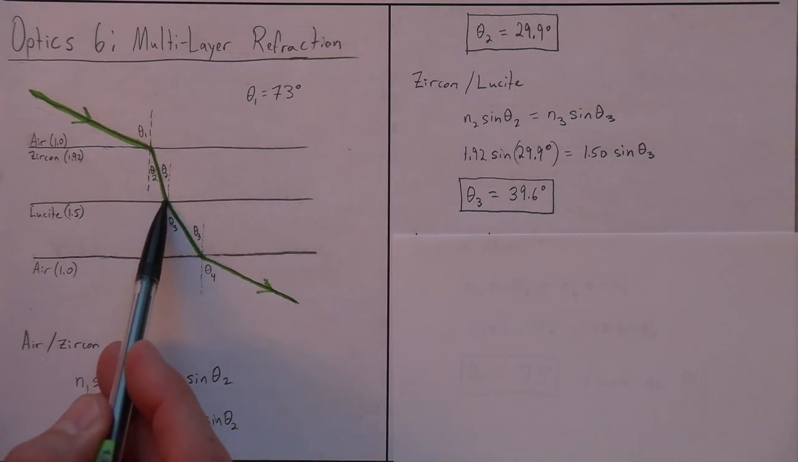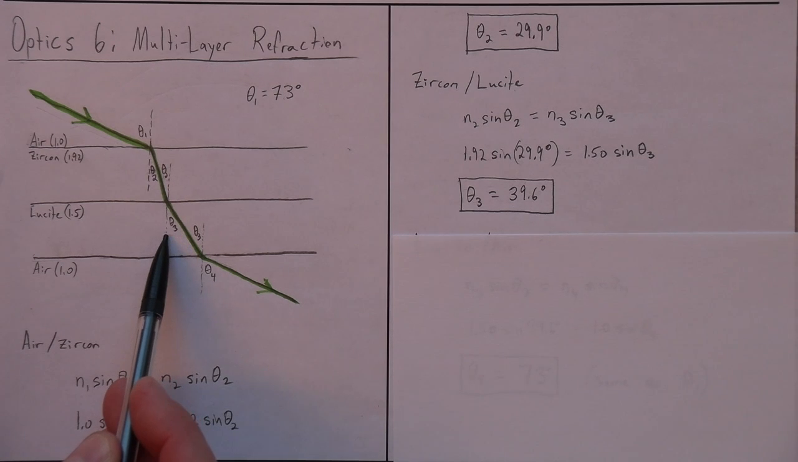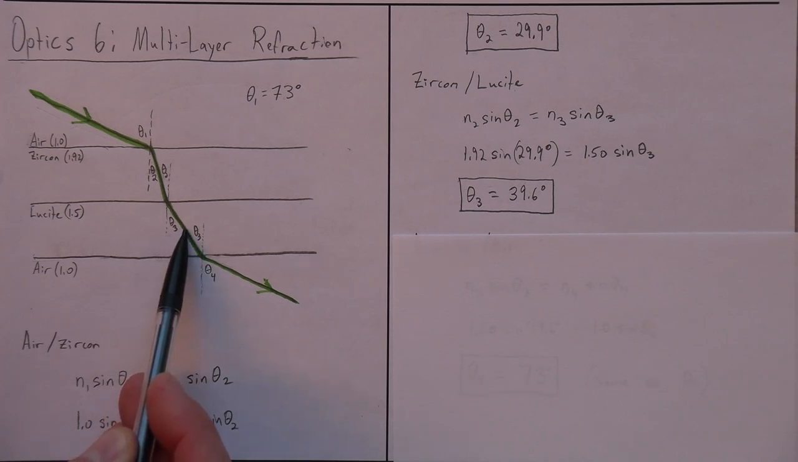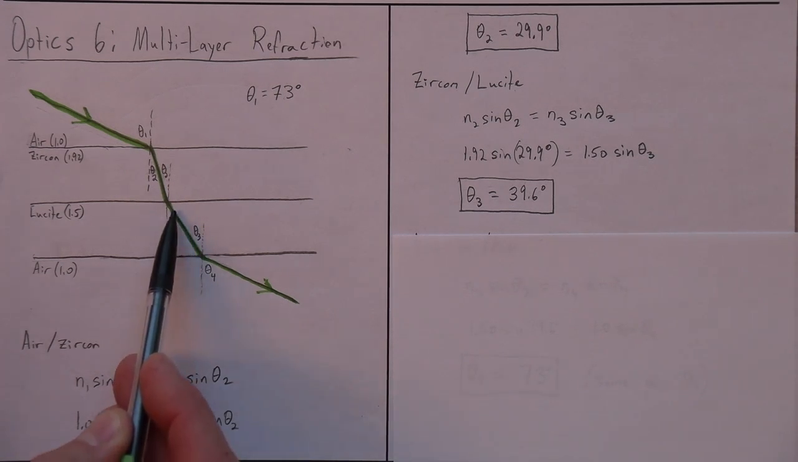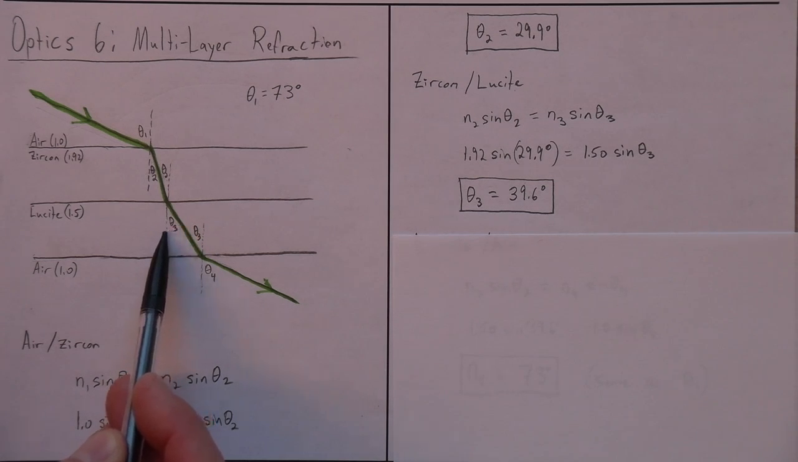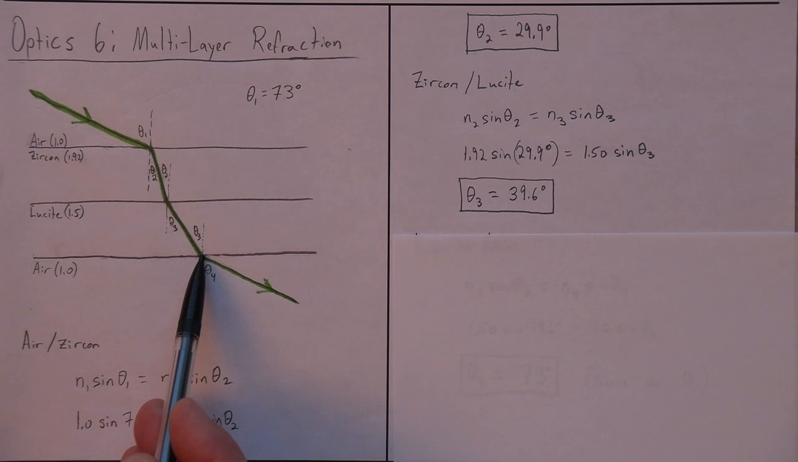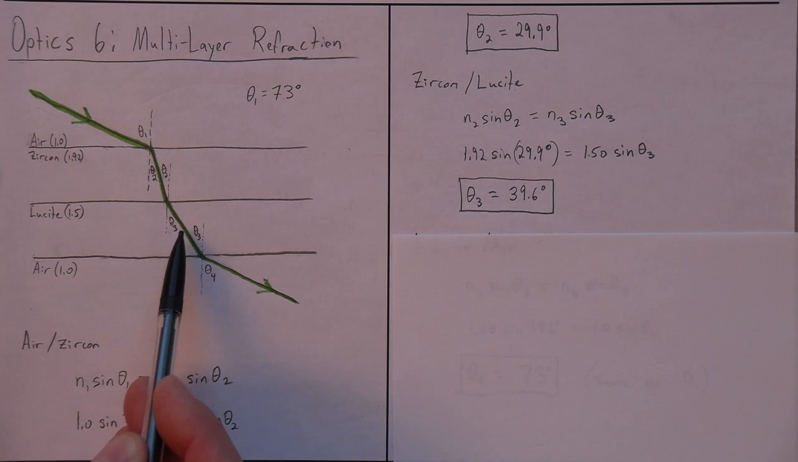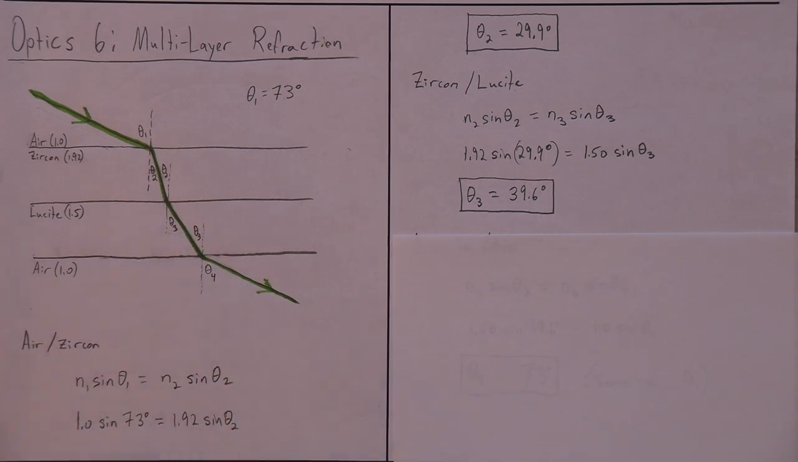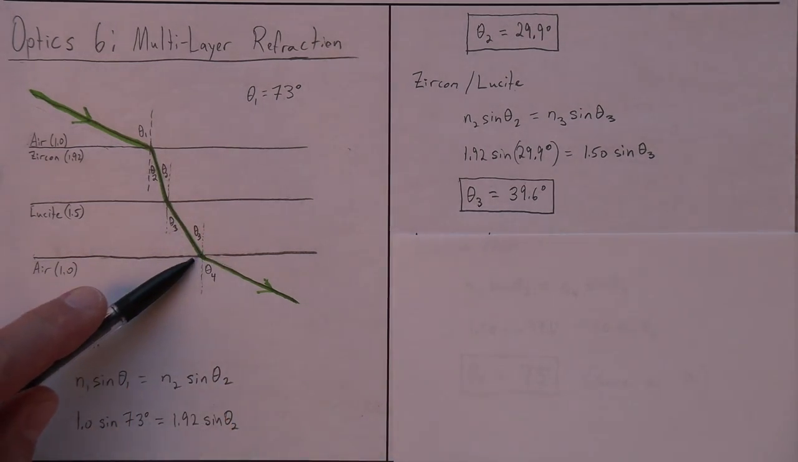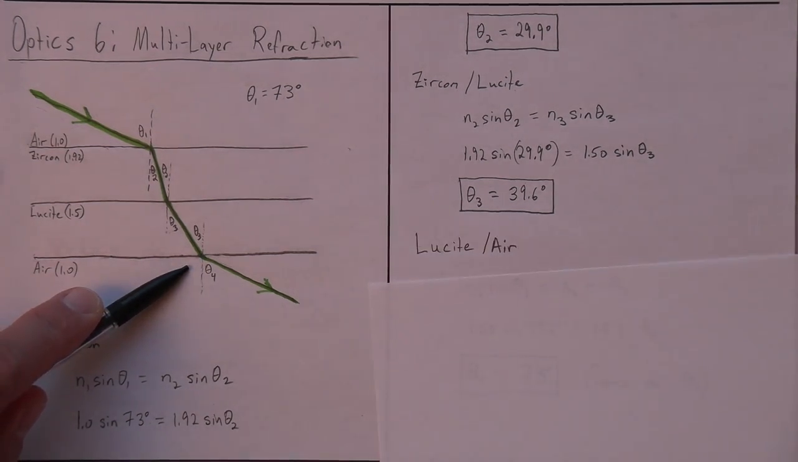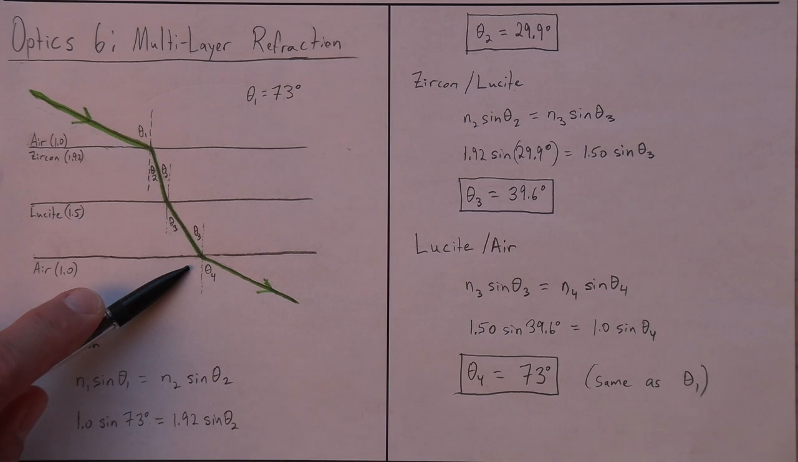Now, that light ray, 39.6 between the normal and the ray, that's the angle of refraction or angle of transmittance. That becomes the angle of incidence when it comes into this surface right here. 39.6, 39.6. And we have another refraction right here. So we repeat our calculation with Snell's law again.